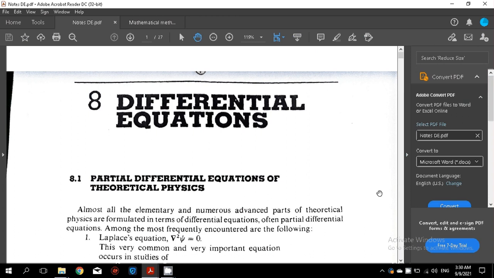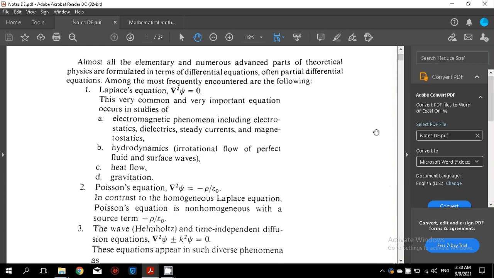that is, the partial differential equations of theoretical physics. So almost all the elementary and numerous advanced parts of theoretical physics are formulated in terms of differential equations, often partial differential equations. Among the most frequently encountered are these following equations. The equation number one is the Laplace's equation, whose equation is del square psi is equal to 0.